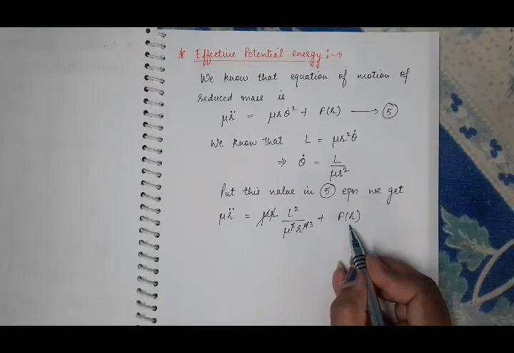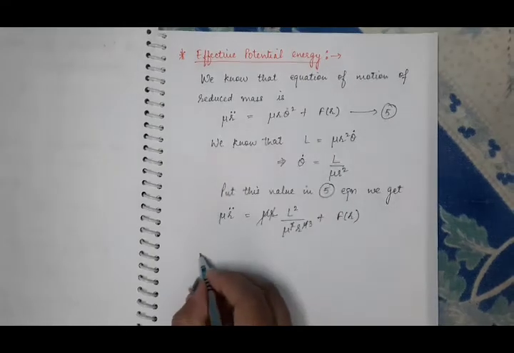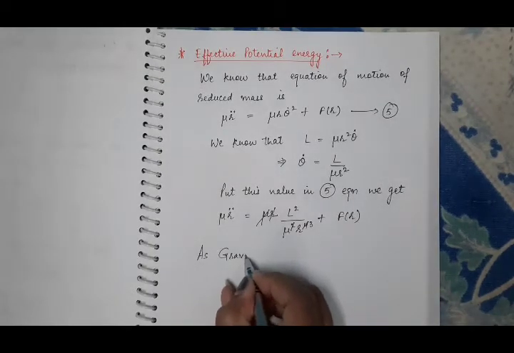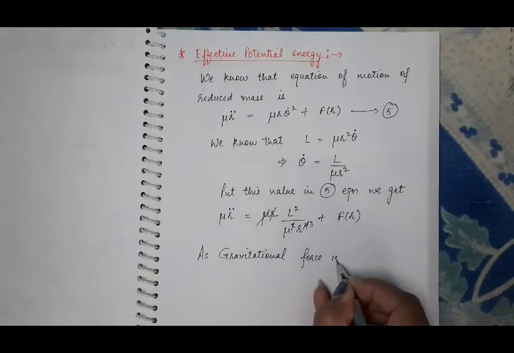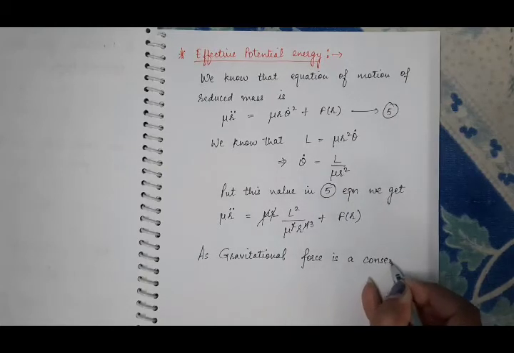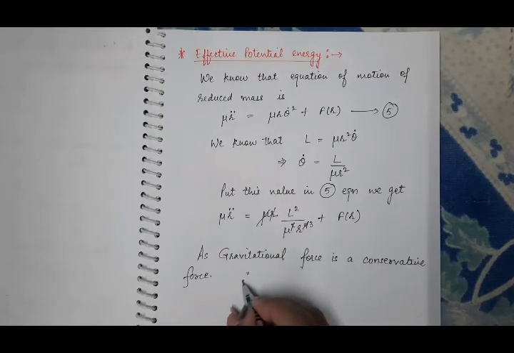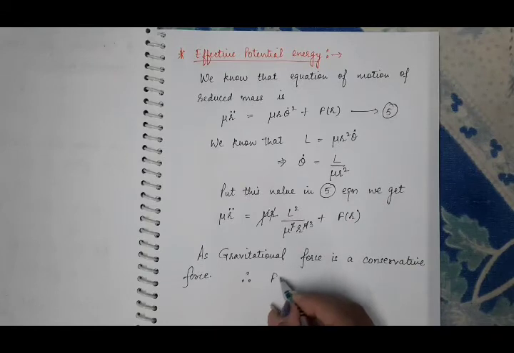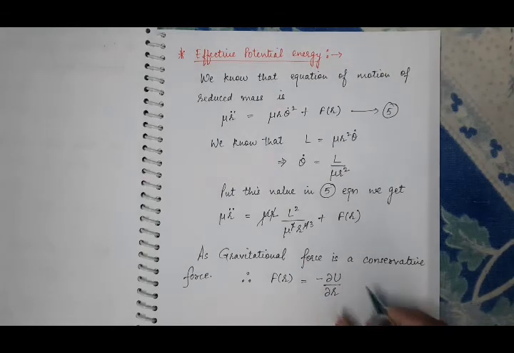And if gravitational force is a conservative force, we can write the conservative force as equal to the negative gradient of potential energy. This we have studied in chapter 2, space and time. So, as gravitational force is a conservative force, therefore this f of r can be written as negative gradient of potential energy, meaning minus curly U by curly r.